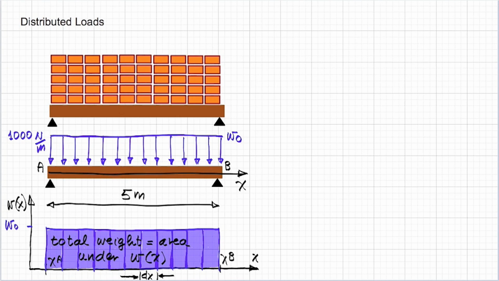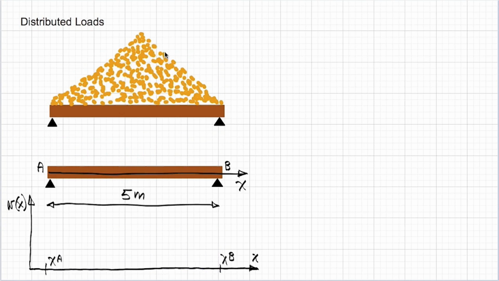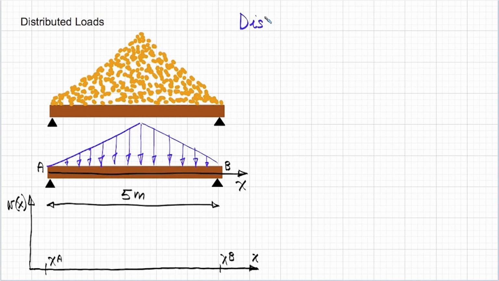magnitude changes with position? So let's say that instead of having bricks, we have sand piled up on our plank, so that we have a higher magnitude of the distributed load in the middle of the plank, and then it linearly goes to 0 towards the edge of the plank. So the magnitude of the distributed load, the weight of sand per unit length of the plank, is still our W of x, and is still in newtons per meter. It's just that now our W of x is not a constant.